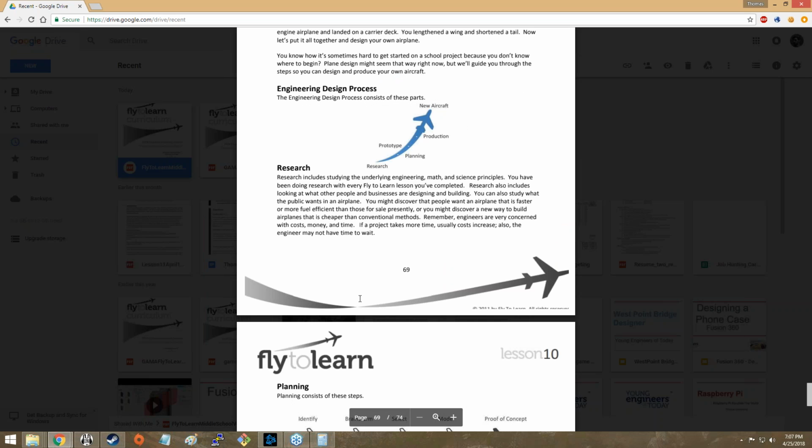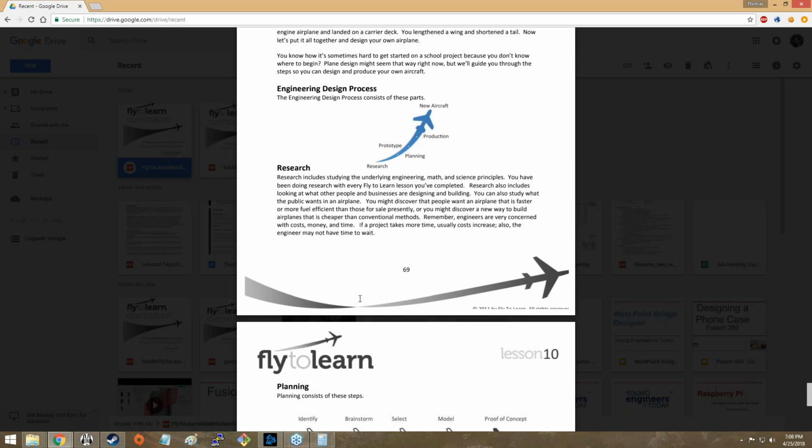But the other really important thing about all of this is learning about the different engineering, math, and science principles that go into designing an airplane. So we've been doing research with every Fly to Learn lesson, which is learning the frameworks and the concepts that are fundamental to designing an airplane.